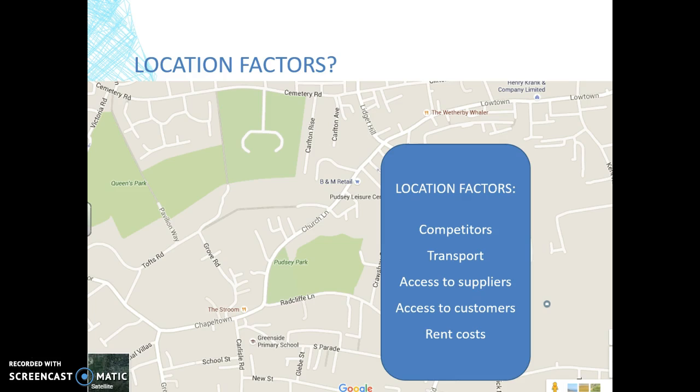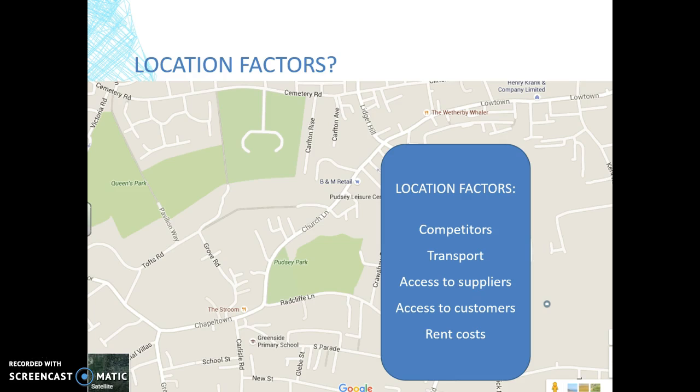Also, access to customers. If we're going to set up in the middle of a town like Pudsey, then we know we've got great access to customers. If we're near a school, in this case a couple of schools, we know we're going to get customers from the local area who are going to come into our shop, so that's going to be brilliant for us.